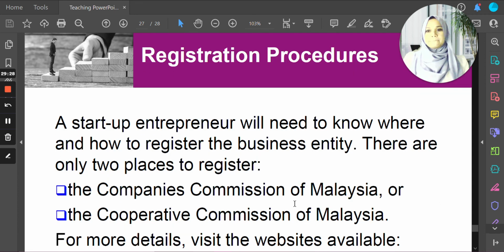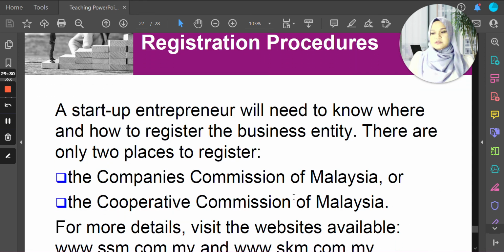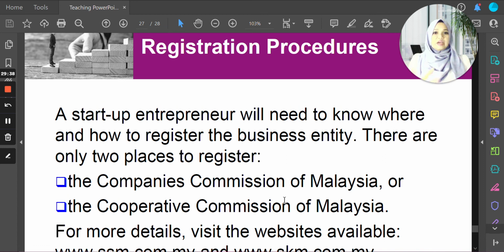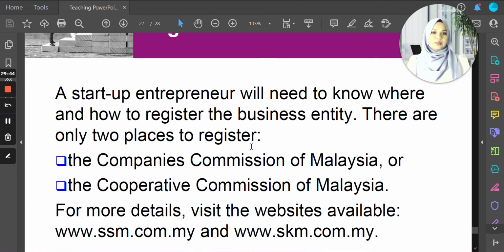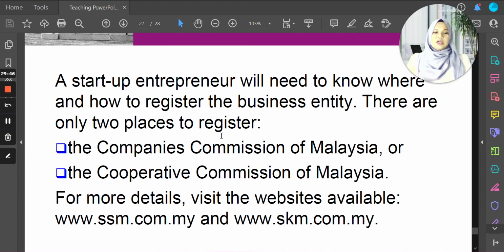Okay, so we are done with all the 4 types of business entities as well as their advantages and also their limitations. Next, we move on to the registration procedure. Now, the startup entrepreneur will need to know where and how to register the business. All right, so there are 2 places that you can go for registration depending on the type of business that you want to open up, like I told you just now.